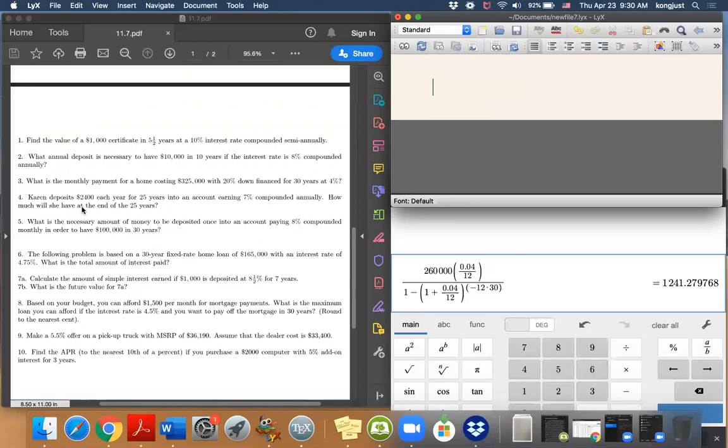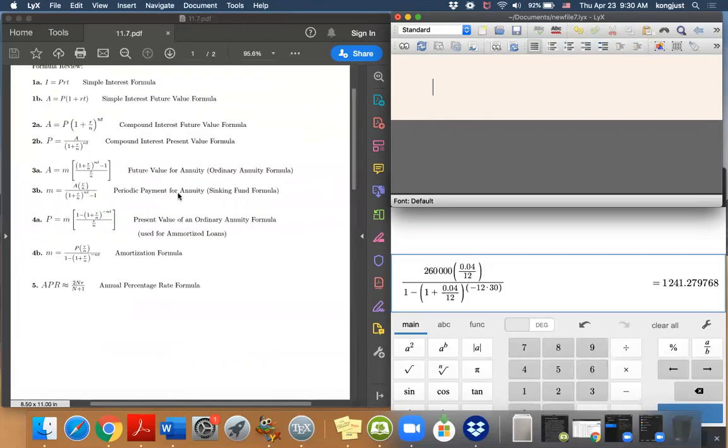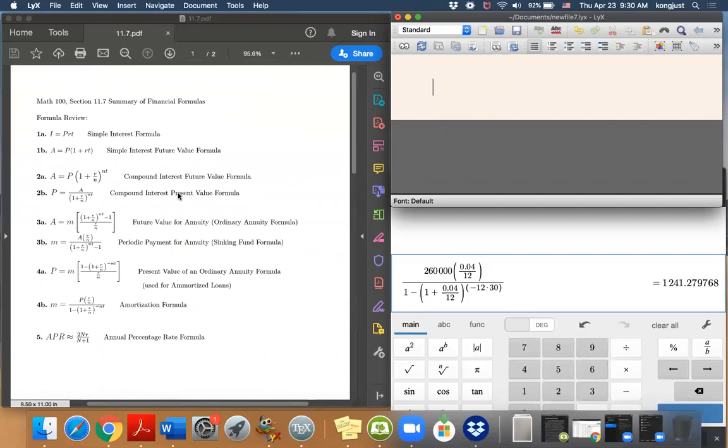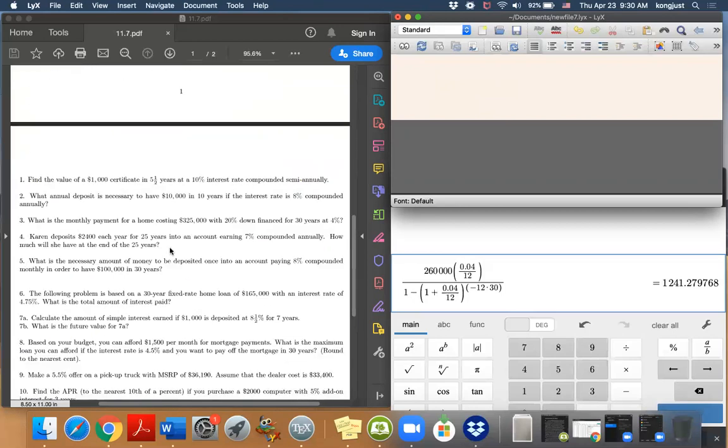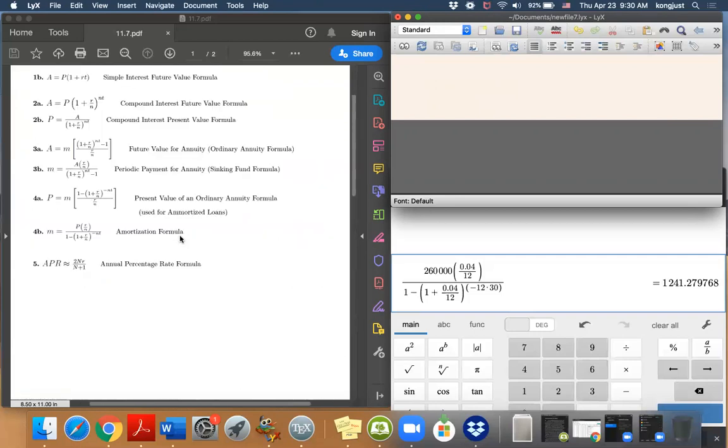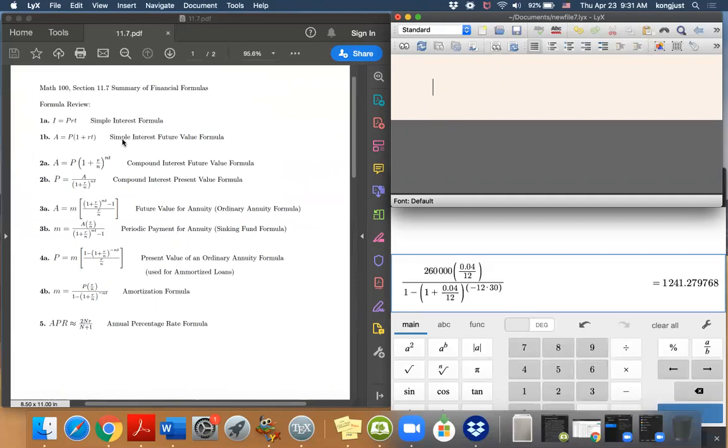Karen deposits $2,400 each year for 25 years into her account, earning 7% compounded annually. How much will she have at the end of 25 years? All right, which one is that? Okay, well, we know right away it's asking how much she's going to end up with, right? How much she's going to have at the end. So we know it's going to ask for one of the future value formulas. Let's see, future value, we have this one, this one, and this one. We got 3 of them.